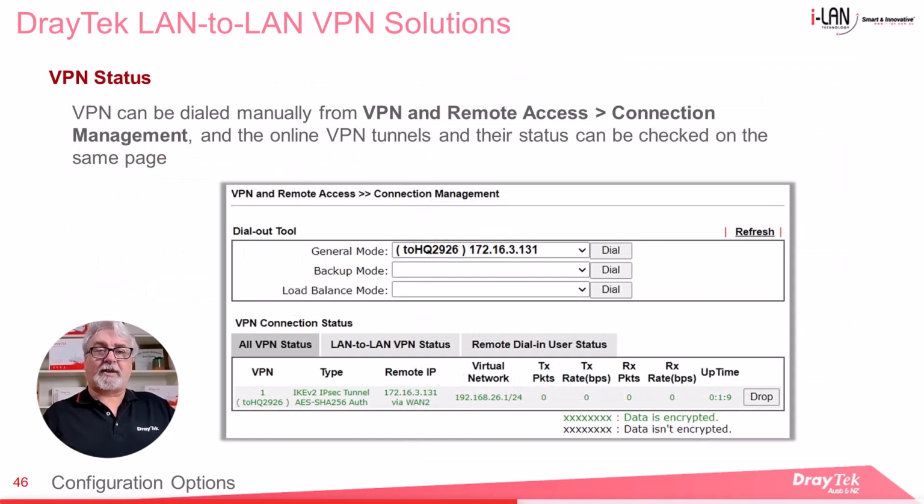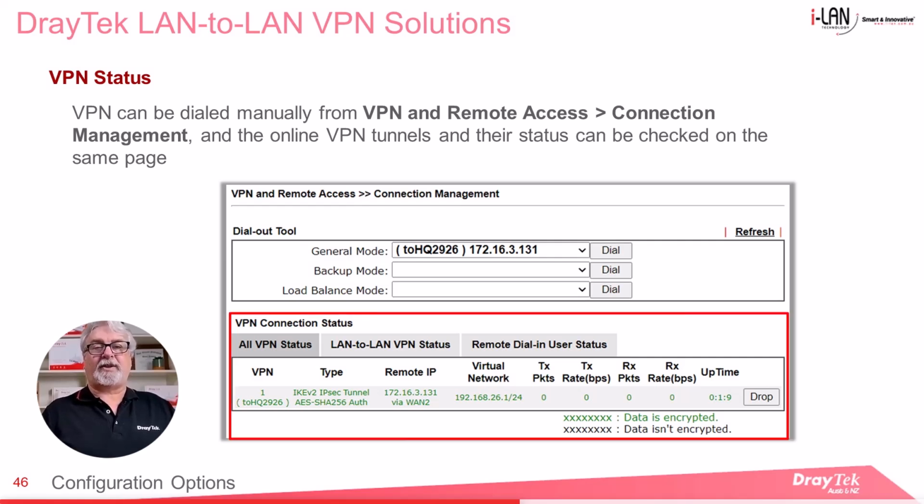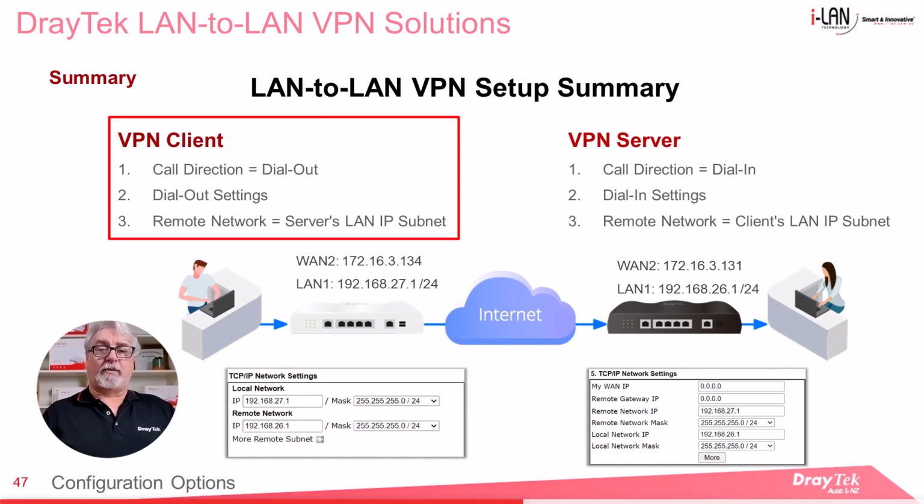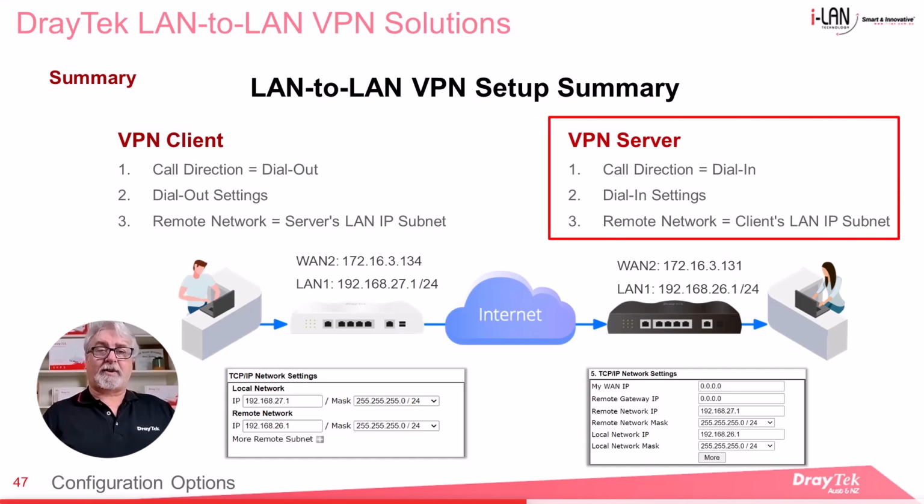Once the VPN tunnel is established, we can check the status in the VPN and remote access connection management menu page in the router as shown here. To summarise what's required for LAN-to-LAN VPN tunnels, for the VPN client, set the call direction to be dial out, configure the dial out settings and specify the remote network server LAN IP subnet. For the VPN server, set the call direction to dial in, then configure dial in settings and specify the remote network server LAN IP subnet.